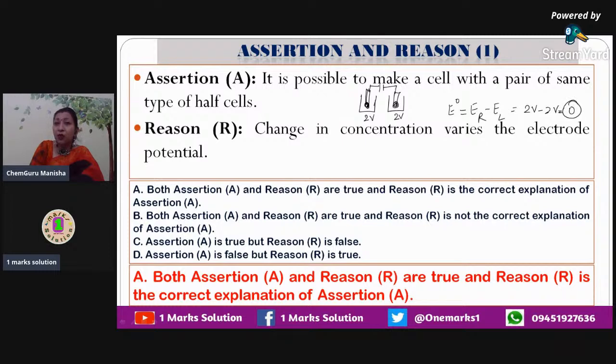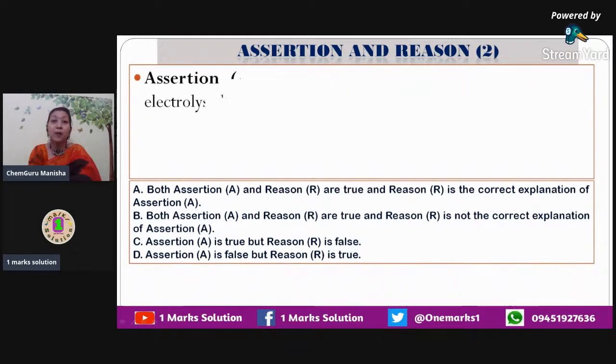If it is 0, then there is no E0 here. If there is no E0, the system is automatically in the equilibrium position. When it is in the equilibrium position, it's not a cell, as there is no current passing from one point to another. So that is why the assertion is correct, the reason is also correct, and they are both correctly explaining each other as well.